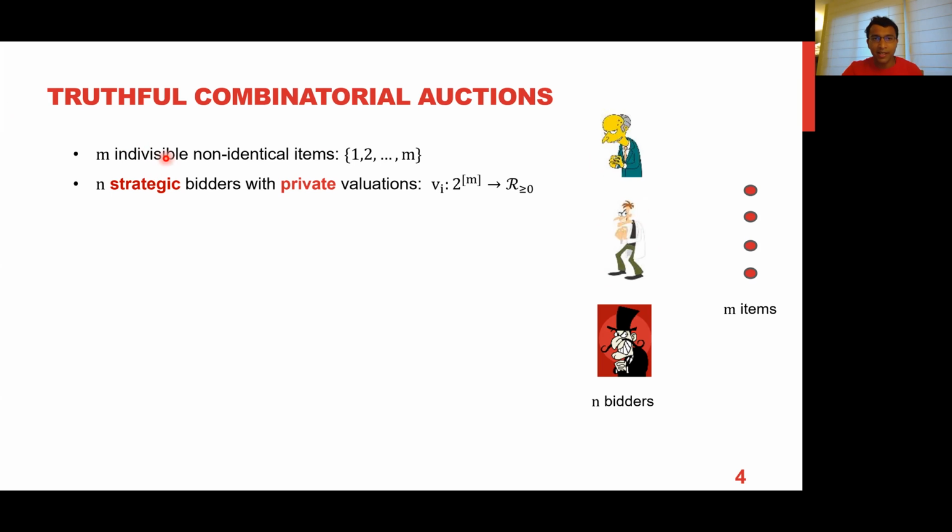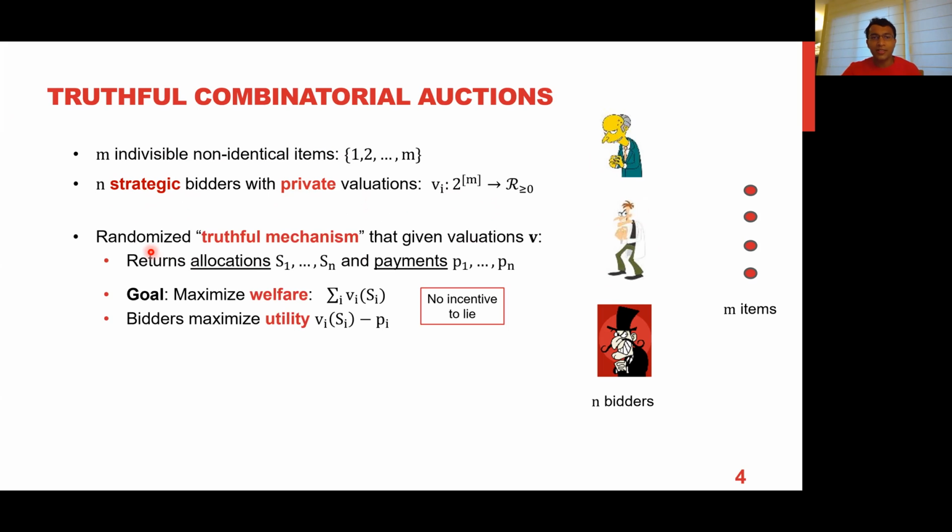So you have m, again, m indivisible items, and you want to allocate them between these n strategic bidders who have some private valuations, which means that you don't know these valuation functions. So what do I allow your algorithm to do? What your algorithm has to do is come up with, the formal term is a mechanism. You want to come up with a truthful mechanism. What do we mean by a truthful mechanism?